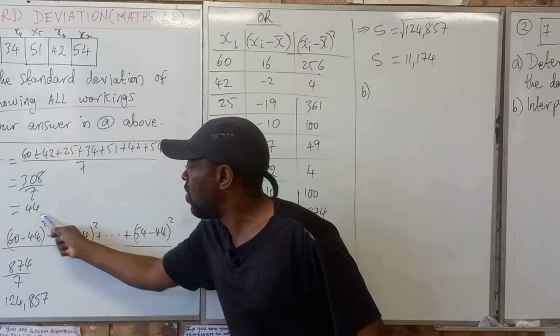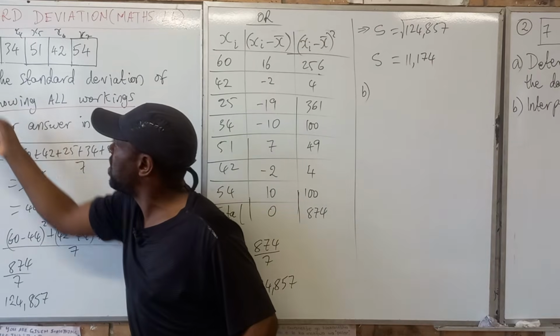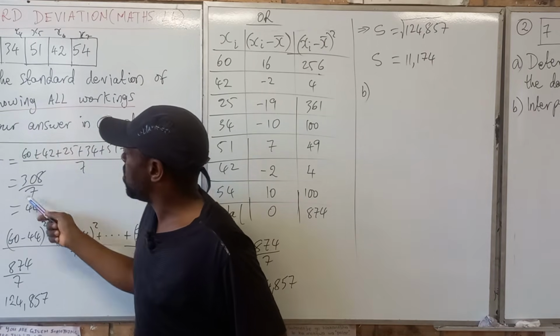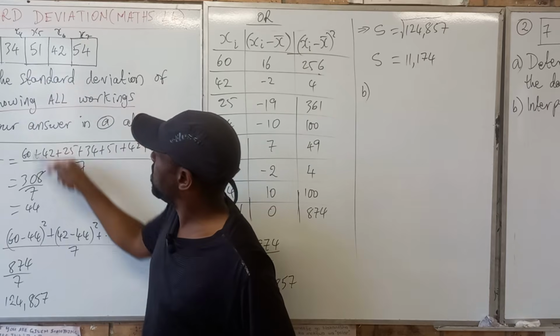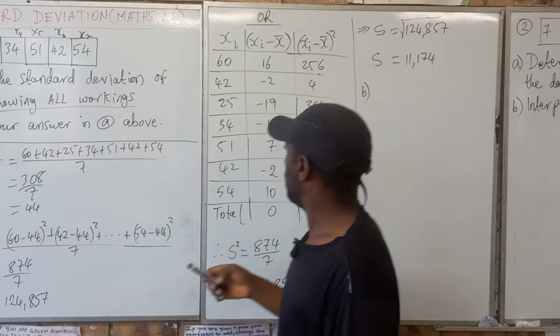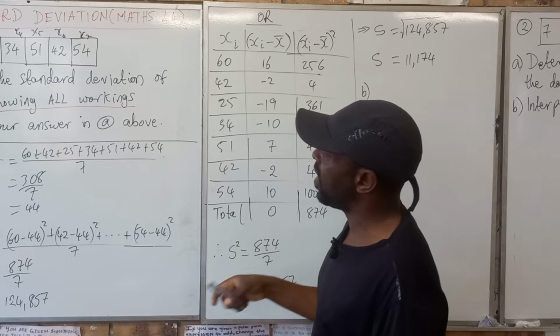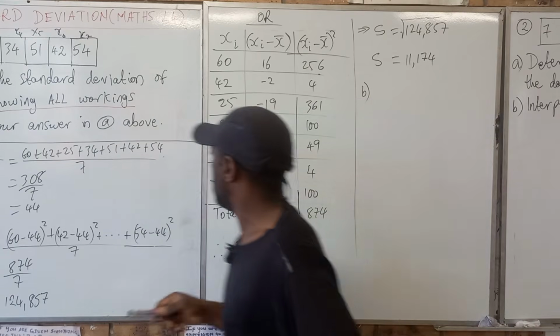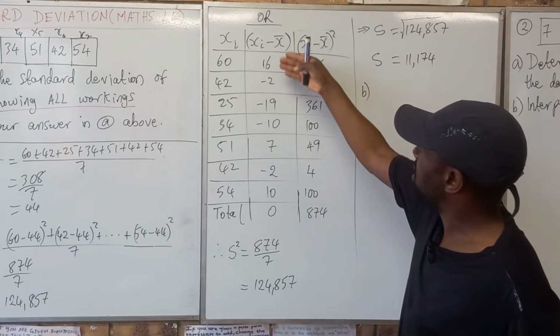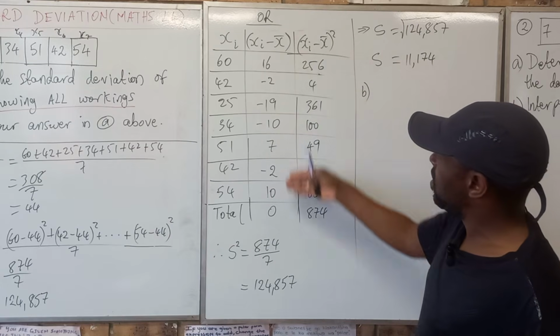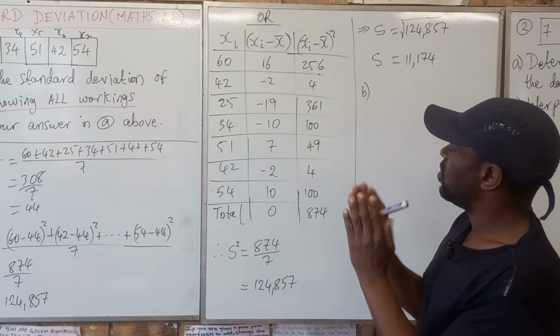Your mean is 44. If you compare 44 to 60, it's far. 42 is close, but 25 is far to the left. 34 is far, and so on. So when you look at it, you see that most of them are far. It's only 42 that is close. Those who use the table method will see it better. In the table method, the deviation shows you who is close and who is far.